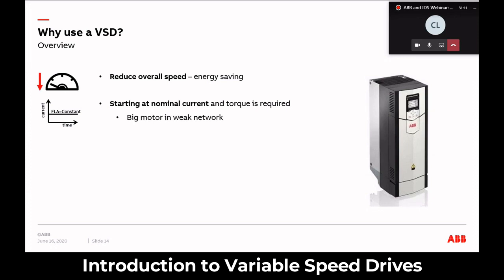And that's very key when you're looking at a big motor in a weak network. If we compare this to a soft starter, if you're trying to start a big motor in a very weak network where there's not enough power to get it started, a soft starter typically needs a minimum in the region of about 2.5 times the starting current to get it up and running, which sometimes might not be enough within that weak network. Whereas with a drive, as we've seen previously, we'll only need about the motor's nominal current, or at the maximum around 1.5 times the motor current, to get it started.